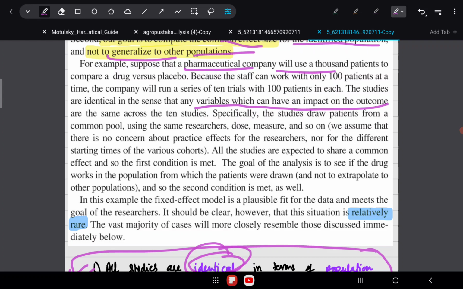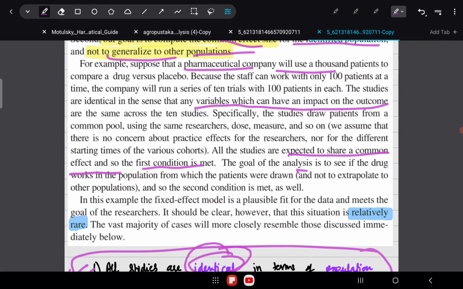So all these studies are expected to share a common effect, right? We are expecting that the studies are functionally similar, and they may share a common effect. And in this case, our goal is not to generalize, right? We don't want to find out the effect size in some different population. We want to find the effect size in the same population only, with the same drug, with the same dose. So the goal is not generalization, but to find the common true effect of these studies.